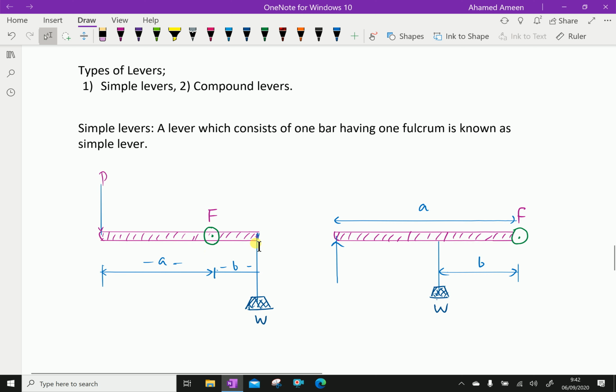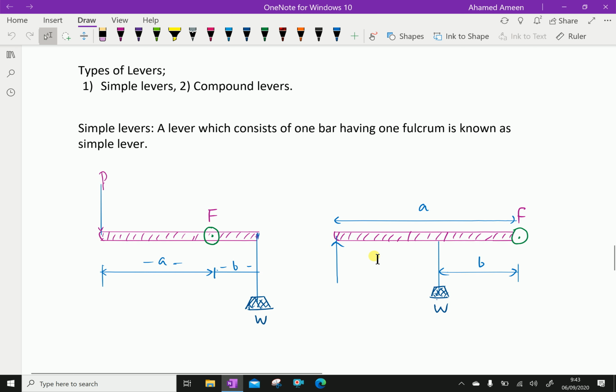The fulcrum is in between the load and the effort. The load is W, and we apply effort P. We are giving effort, pushing effort, to lift the load, and the fulcrum is in between. Note that the distance from the effort point to the fulcrum is A, and from the fulcrum to the load point is B.